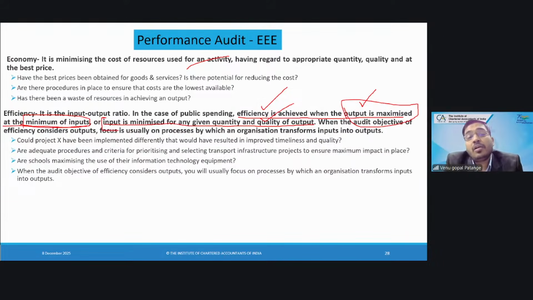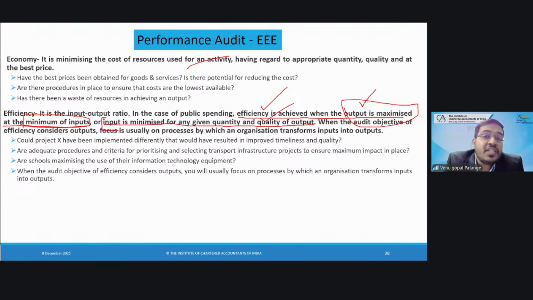When you cannot control the inputs, you change the output. Okay. So efficiency means input-output ratio. If input is constant, increase the output. If output is constant, decrease the input, so that you will get good results. If I have more output with minimum input, that's a good result, right? And if I have the desired output with minimum inputs, that is also good. Okay. What is not good?